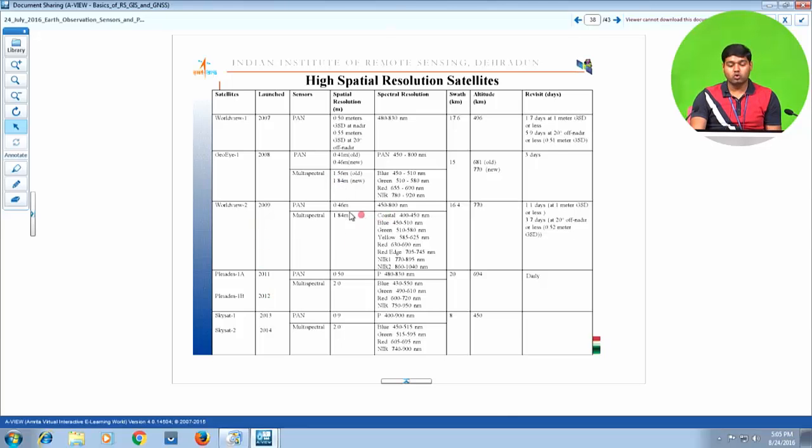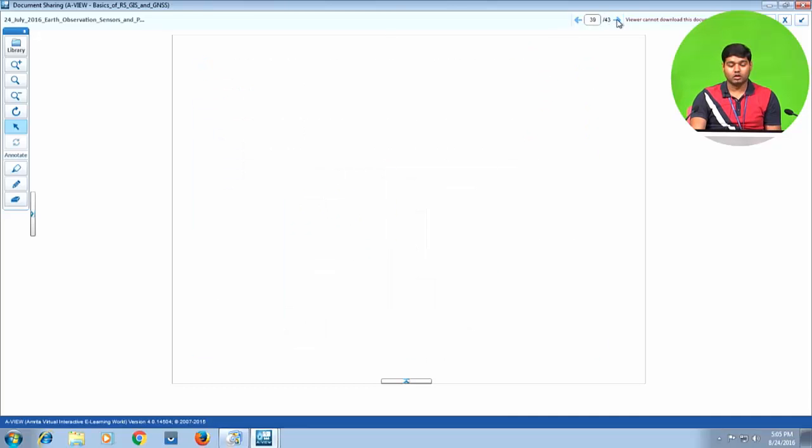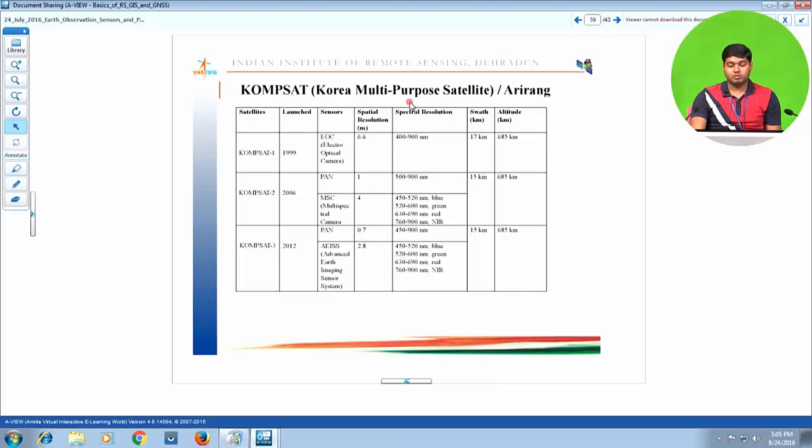Then WorldView 2 has a panchromatic sensor with 46 centimeter and 1.84 meter spatial resolution for multispectral. So you can think of how much spatial detail you are going to get from space. Then the Korea Multipurpose Satellite also has very high spatial resolution datasets. KOMPSAT 3 now has 0.7 meters for panchromatic, and for multispectral it is 2.8 meters.